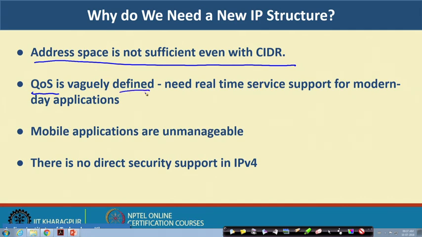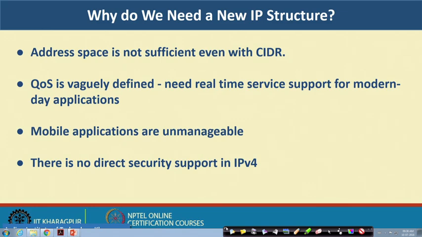So, we need real time service support for modern day applications, and as I have mentioned, mobile applications are in general unmanageable in IPv4. Although there are certain patches like mobile IP, they do not perform well in a real application, and there is no direct security support in IPv4. Again, that works like a patch on top of IP, using transport layer security or secure socket layer on the transport layer, and IPsec, IP security, on top of IPv4.